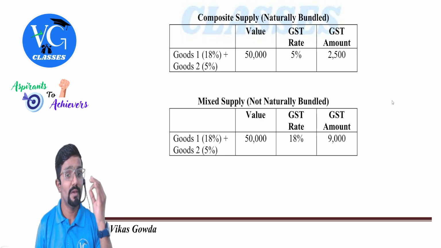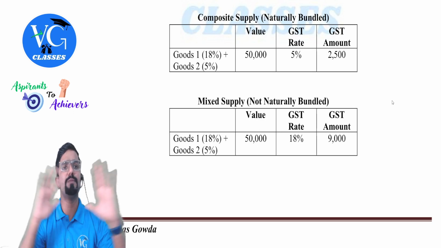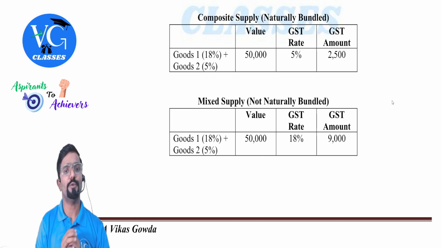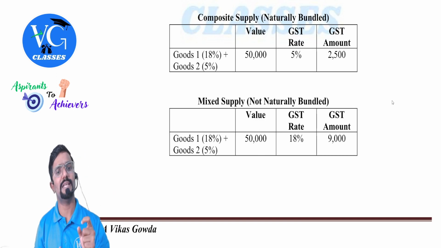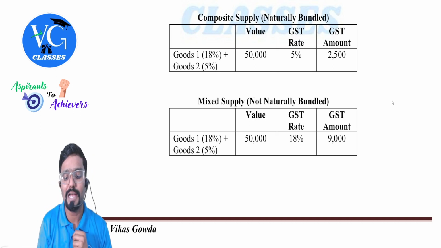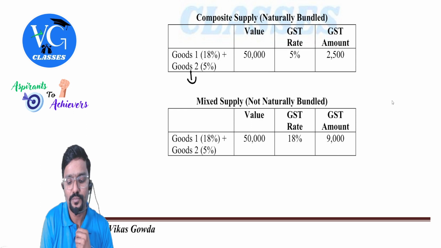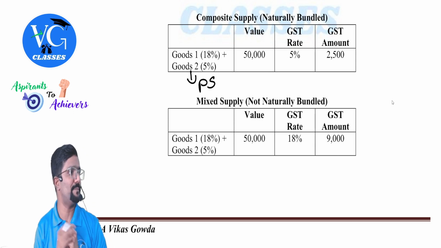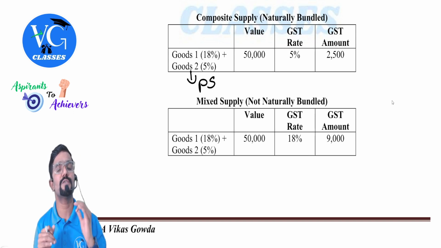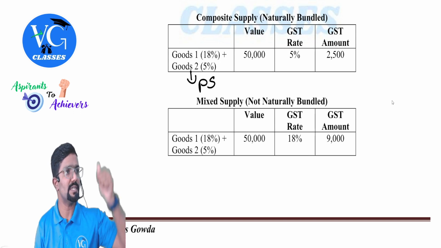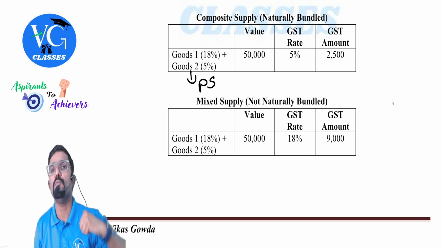So you can observe here. Let us assume G1 and G2 are naturally bundled. They are a composite supply. Let me assume G2 as the principal supply. What will be the rate applicable for the entire 50,000? 5%. So 5% on 50,000 comes to 2,500. So the supplier will totally charge how much to the recipient? 52,500. Any doubt? Let me give one more example.